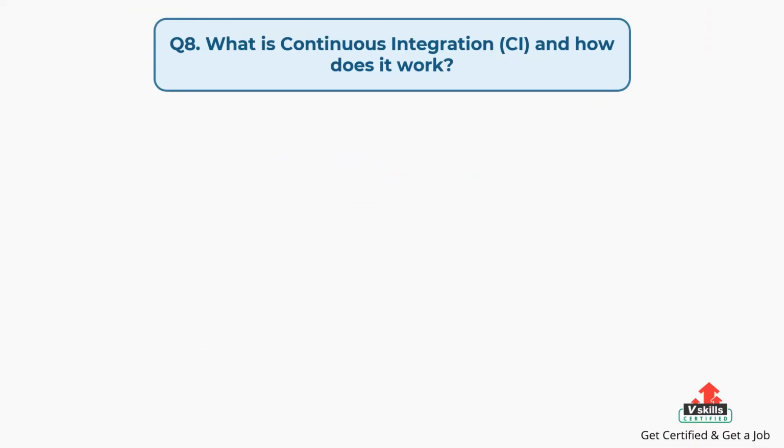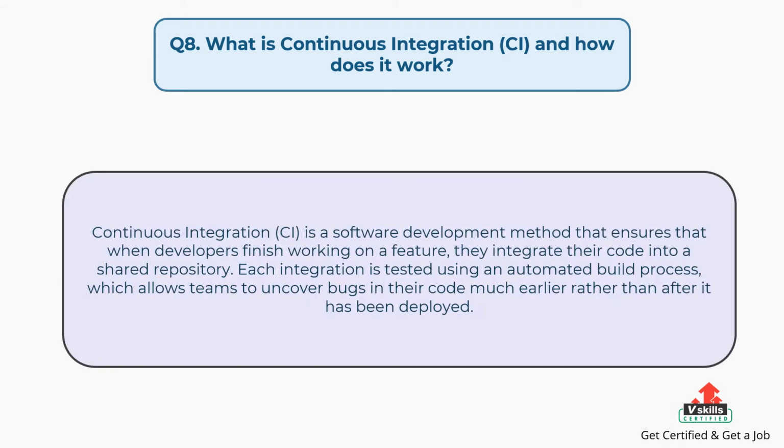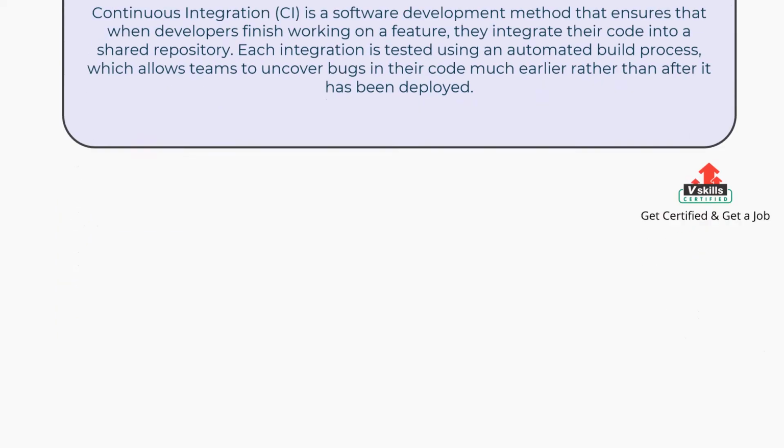Question number 8. What is continuous integration and how does it work? The answer is: continuous integration is a software development method that ensures that when developers finish working on a feature, they integrate their code into a shared repository. Each integration is tested using an automated build process, which allows teams to uncover bugs in their code much earlier rather than after it has been deployed.